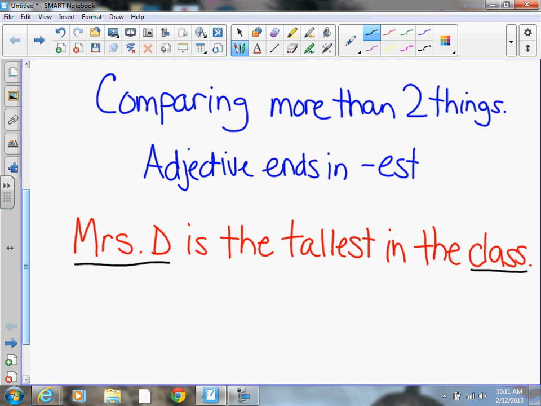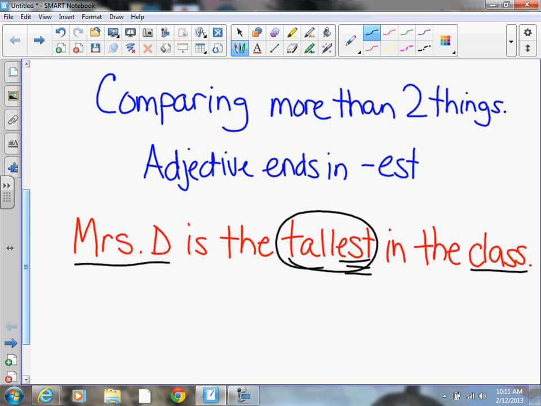Now my question is, Mrs. D we know is one person. Is class one person? No. It's not. In our case, how many is a class? 21. So that's more than one person. Where's my adjective that describes that? Madison Cole? Tallest. Exactly. Okay? Notice, I'm comparing more than two things, and my adjective ends here in EST.